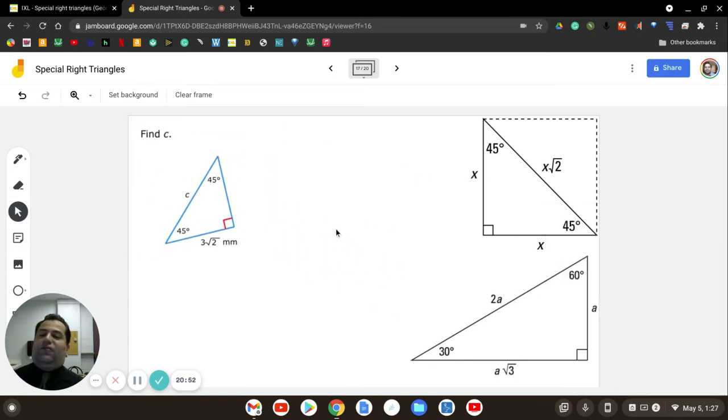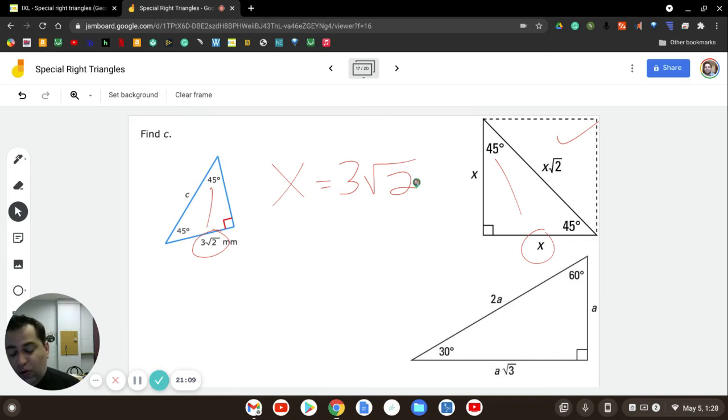Back to our 45, 45, 90 triangle. I know that I have 3 square root of 2 opposite 45. Opposite 45 is x, so x equals 3 square root of 2. What are we trying to find? We're trying to find c, which is opposite the 90-degree angle. Opposite the 90-degree angle is x square root of 2. So I know that c is equal to x square root of 2.